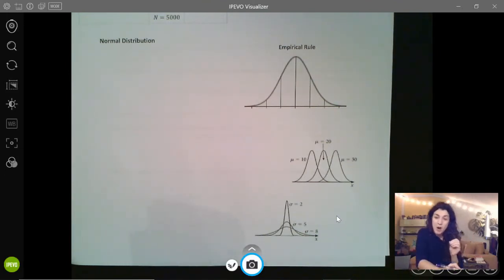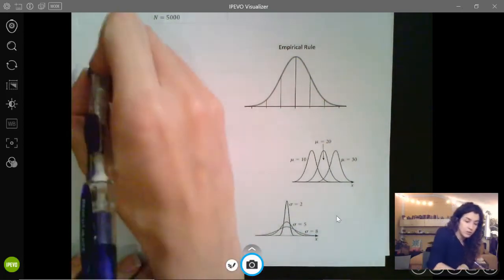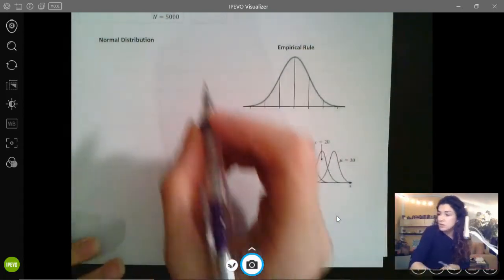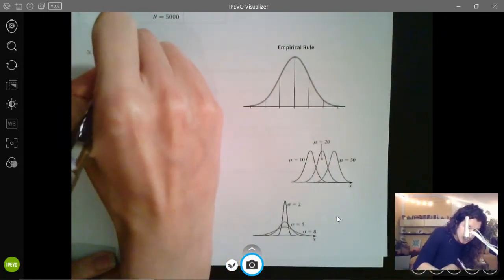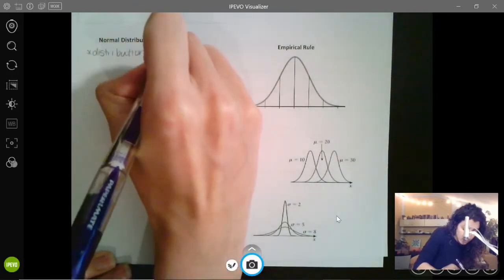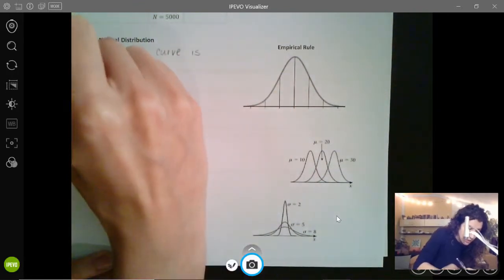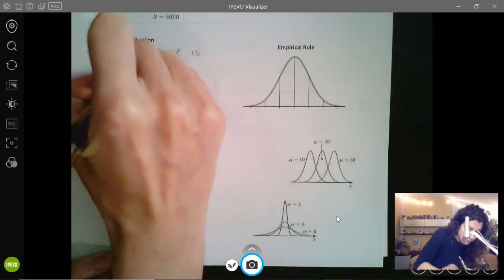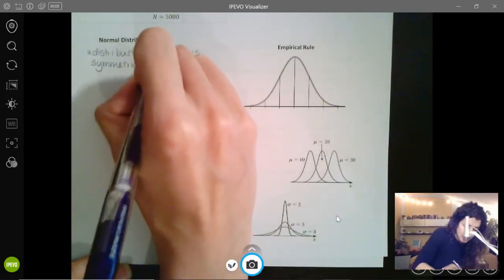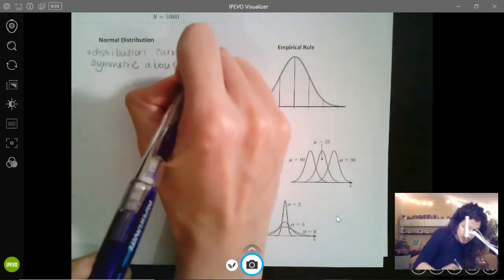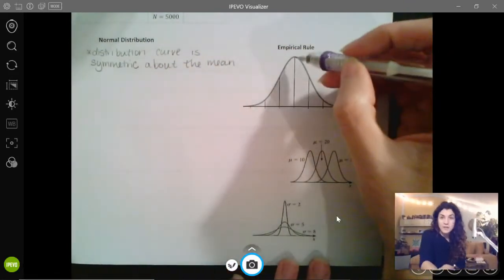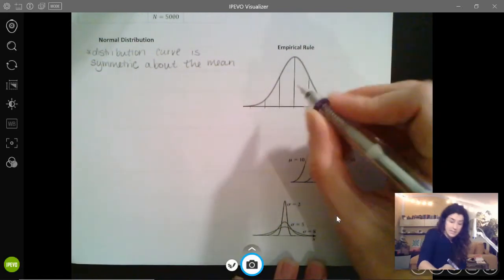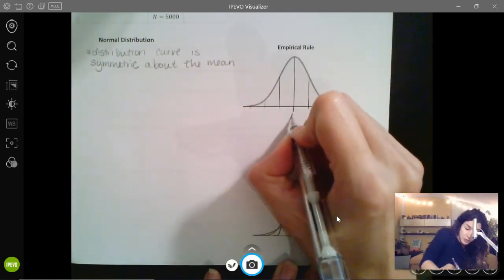The main key part, the one that's like your number one clue that, hey, this is a normal distribution, besides just being told that it's a normal distribution, is that the distribution curve is symmetric about the mean. So your mean is represented on this curve. It is that center line. This is your mean, always, with normal distribution.